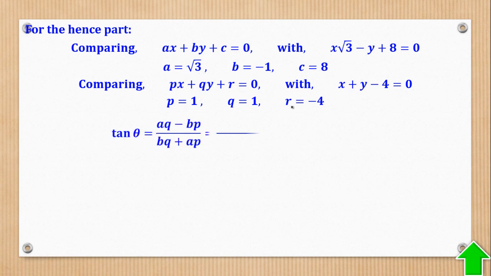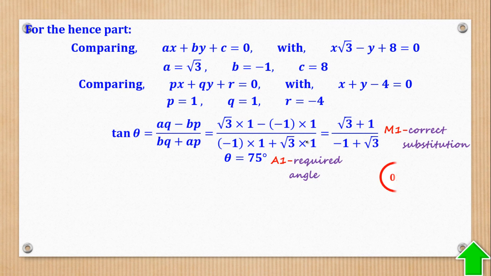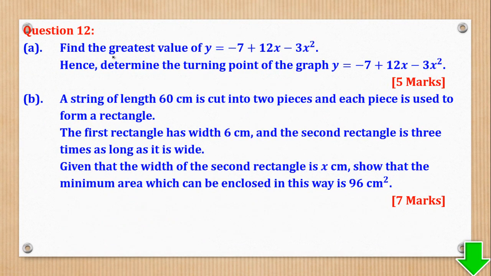Then I'll quote the formula I proved and substitute for A for Q, for B for P, for B for Q, for A for P. Then I can now use a calculator to get arctan, which is 75. And that's what they wanted. That was question 11. Now question 12. It says, part A, find the greatest value of this, and hence determine the turning point of the graph that. So I think let's begin with that.